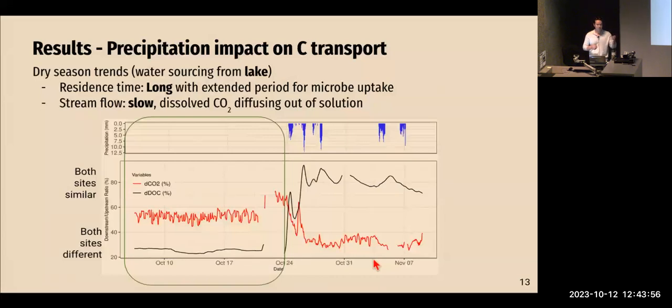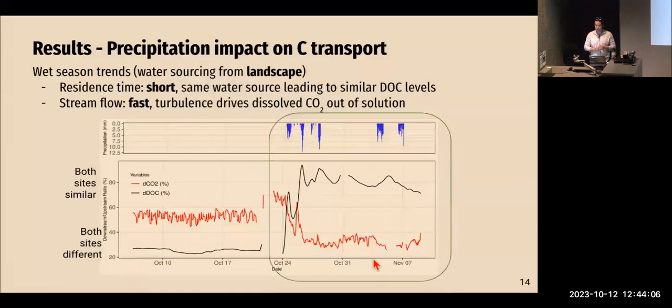For example, if you have a Coca-Cola bottle and just open it and let it sit, it'll slowly go flat, versus if you shake it and then open it, you get that puff of CO2. So that's exactly what we saw in the wet season trends.